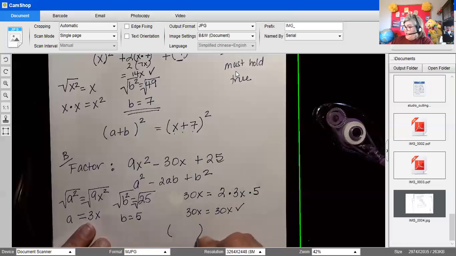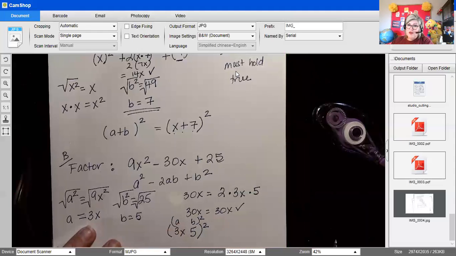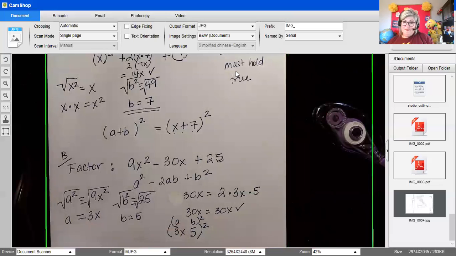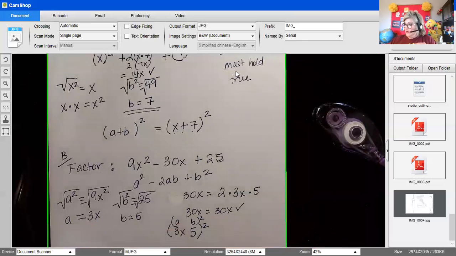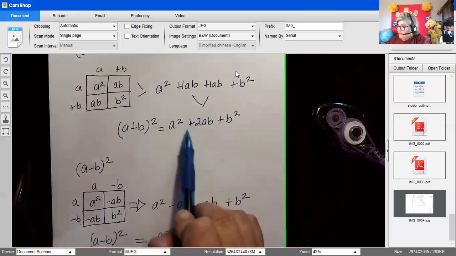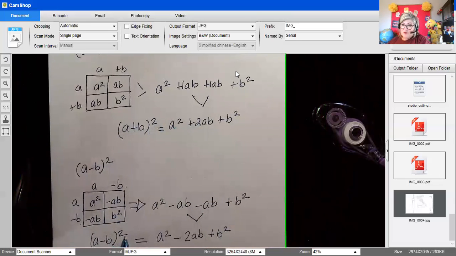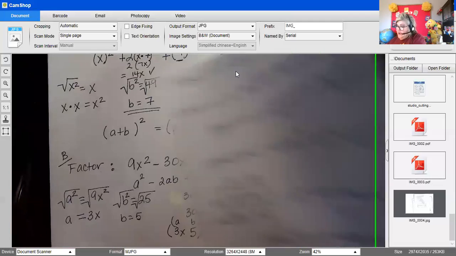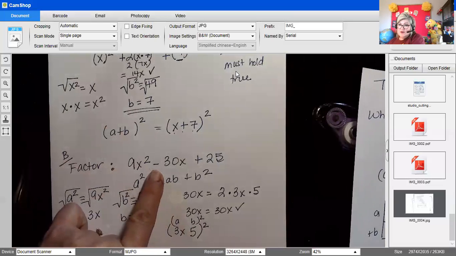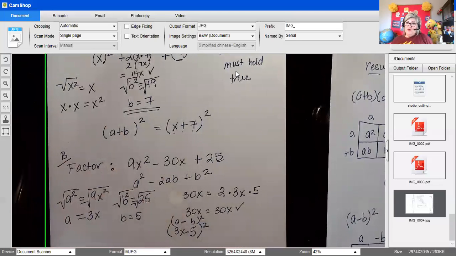So now we have 3x, simply our a, and our b, 5. We know this is going to be squared, but here comes where the sign comes in. Remember in our previous problem, when we were first reviewing, this sign comes in when we discover whether it's a plus b squared or a minus b squared. Since this is a negative 30x right here, then we know this has to be a minus b squared.